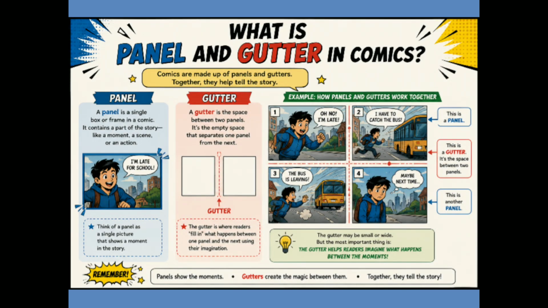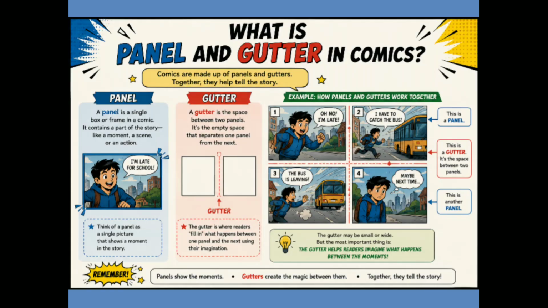Now, let us examine one of the most important features of comics, which is panels and gutters. A panel is a box or frame that contains a part of the story. Each panel shows a particular movement, action, or event. As readers move from one panel to another, they follow the progress of the story. On the other hand, a gutter is the empty space between two panels. Although it may look like a simple gap, it plays a very important role.